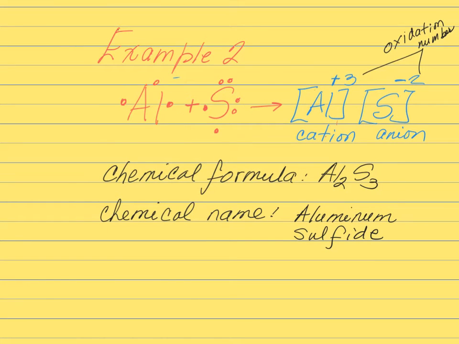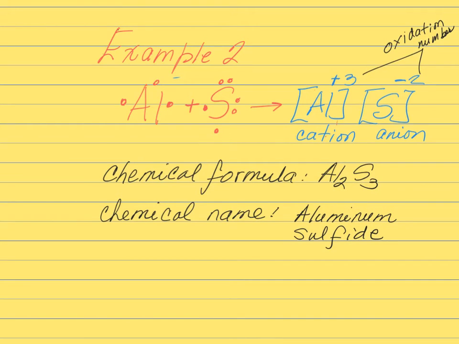Here we have another example in which we're going to combine aluminum, which is a metal in group 13, and sulfur, which is a non-metal in group 16. Aluminum is in group 13 with 3 valence electrons. Since aluminum is the metal, it is going to lose electrons to become a positive ion. How many electrons is it going to lose? 3: 1, 2, 3. And you have the 3 over here. And the positive 3 is the oxidation number of aluminum.